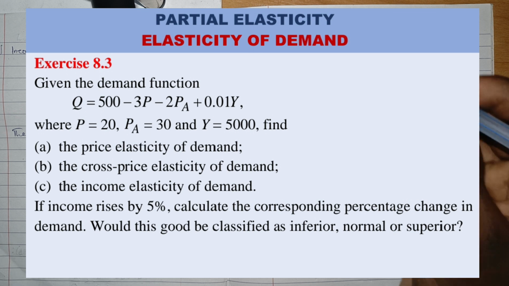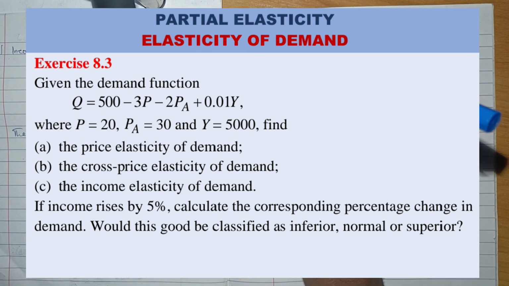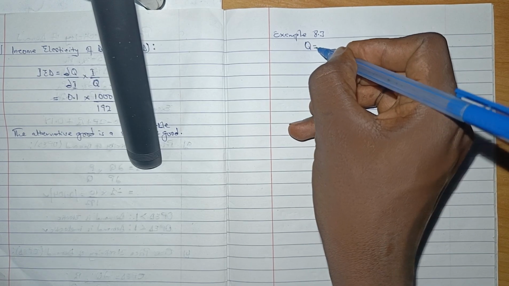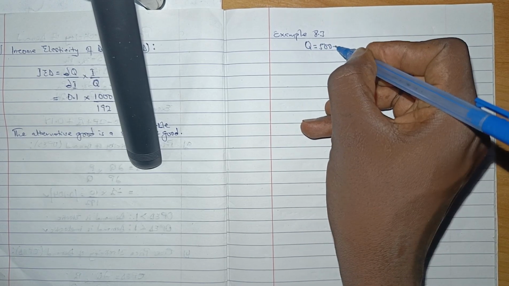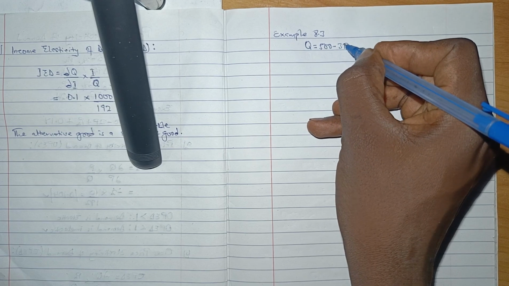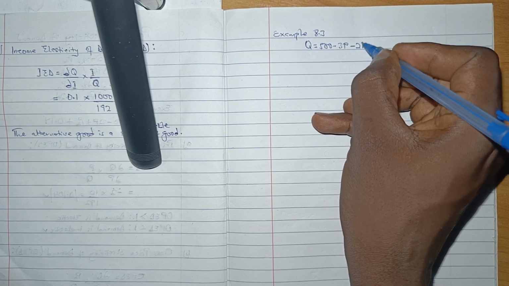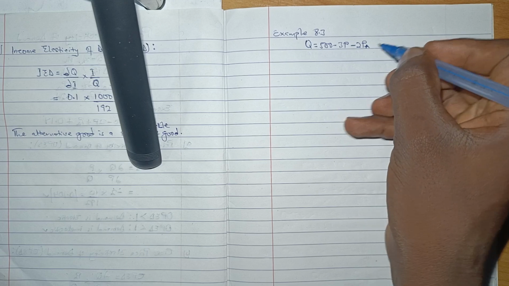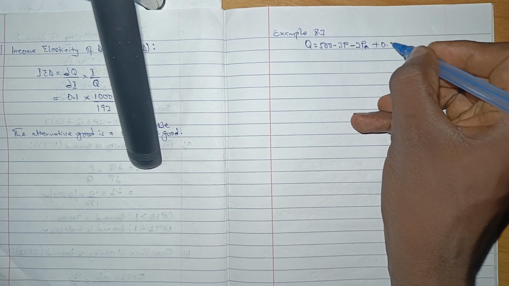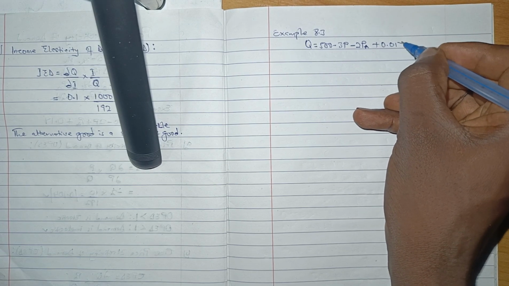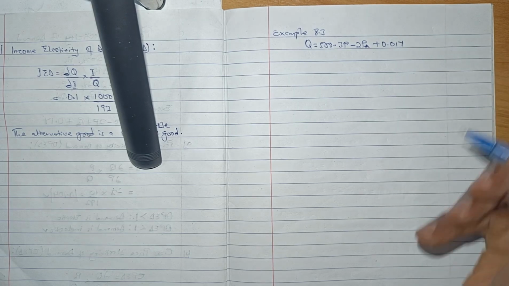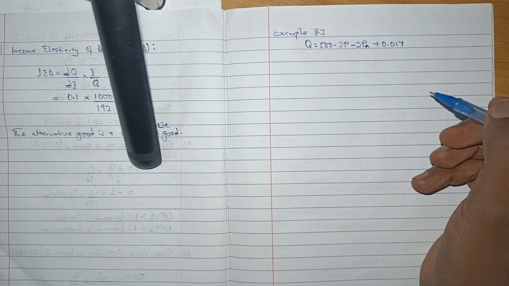All right. So with this particular question, example 8.3, we are given the demand function, which is Q equals 500 minus 3P minus 2PA, subscript A, plus 0.01Y. Okay, so this is the function.